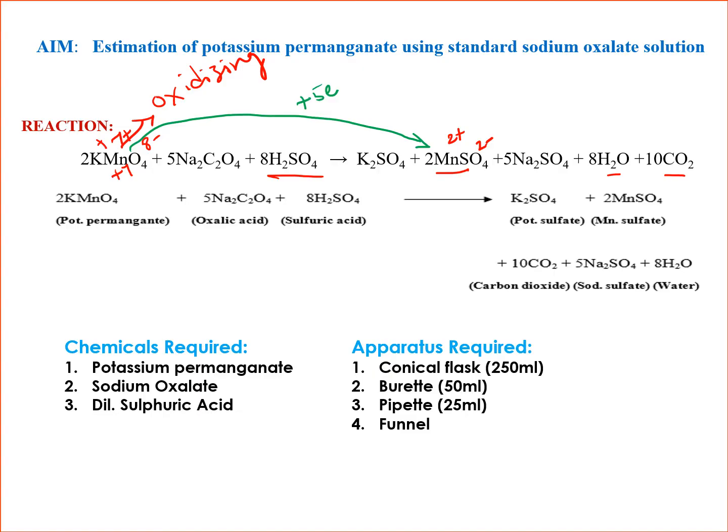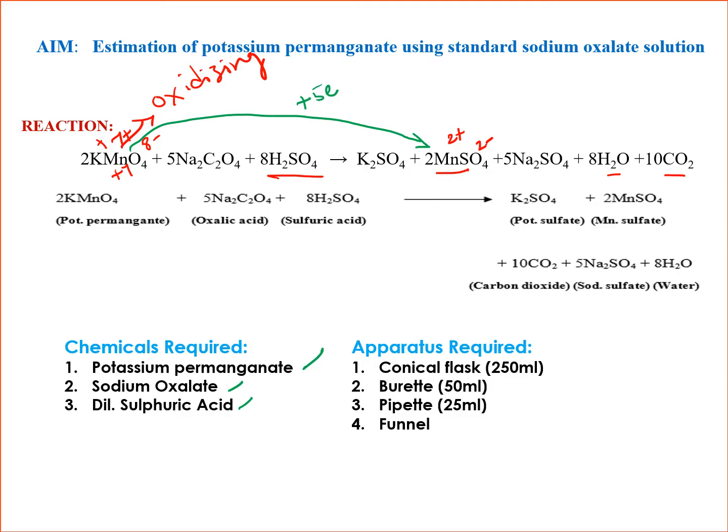it generates potassium sulfate, manganese sulfate, carbon dioxide, sodium sulfate, as well as water. For this experiment, we want some chemicals: potassium permanganate, sodium oxalate, and dilute sulfuric acid. These are the chemicals we require. Here, the sodium oxalate will be considered the standard solution, I mean, one whose concentration is known.